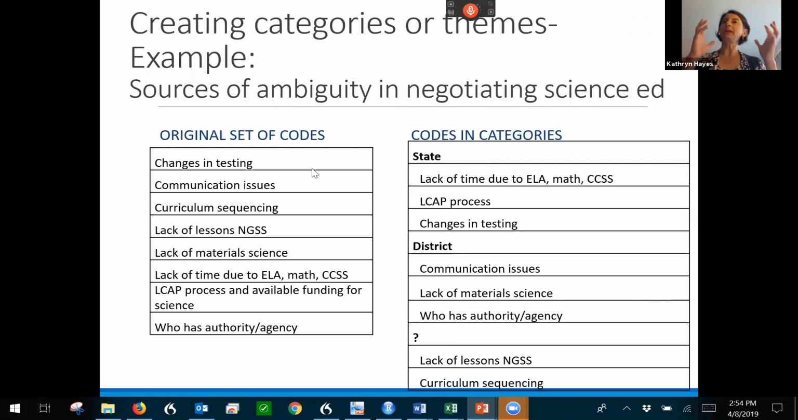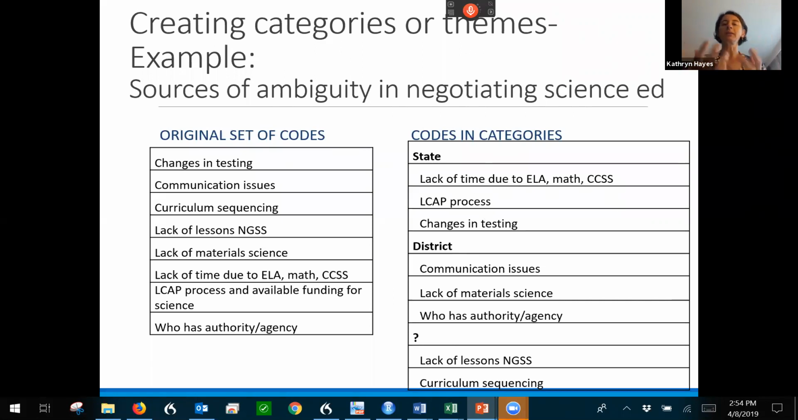But I need to put these into categories, and putting them into categories helps me understand what's going on in the data. So you can see here, I categorized them by areas that are state policy, such as lack of time due to a focus on English language arts, math, in the Common Core standards, LCAP processing, and changes in testing. So those are state policy areas of lack of understanding or conflict in state policy.